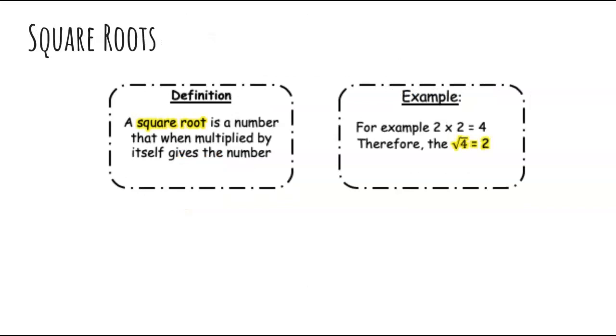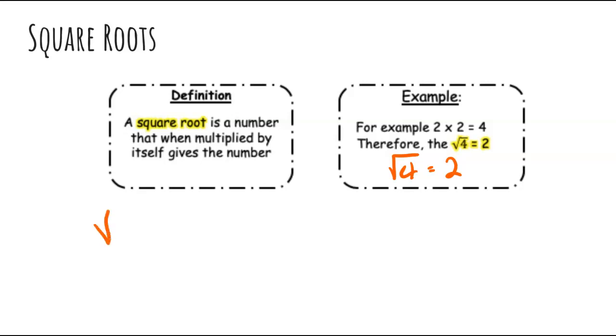So let's take a second and look at the definition of a square root. It says a square root is a number that when multiplied by itself gives another number. It's a very confusing definition, so it's easier when you actually look at the example. If I take the number 2 and I square it, so I do 2 times 2 equals 4. Okay, so that would mean that the square root of 4 is 2, because 2 is the number that when multiplied by itself gives you 4.